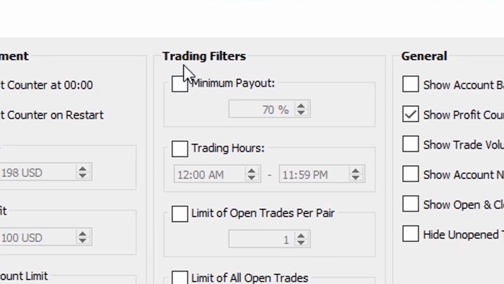Trading filters. The third subgroup is trading filters, where you'll be able to delimit a filter for the minimum payout. This parameter will define the minimum broker payout percentage for your trades, meaning the trades will only be placed if the payout is higher than the defined minimum. Trading hours. You can set a time slot where the platform is allowed to automatically trade for you. It will only execute the trades that are within the established time slot.